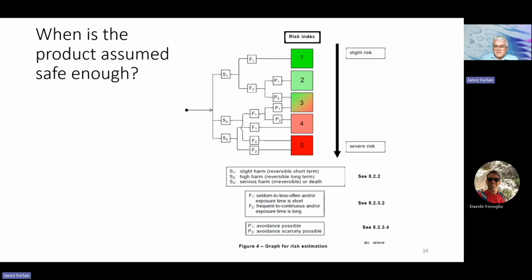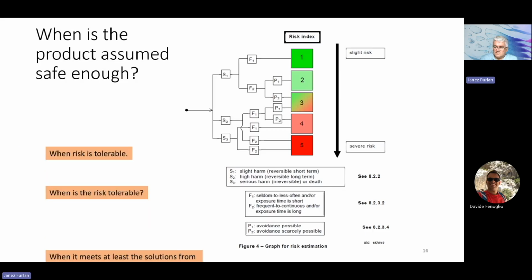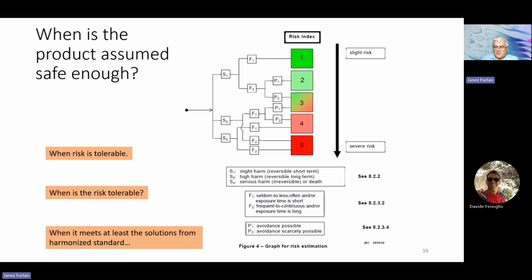So the question arises, when is the product assumed safe enough? In the graph for risk estimation, we will not find the answer, but we will find the answer in the very last sentence of this guideline. If the risk is mitigated with the solutions from the harmonized standards, then we can say that the product has reached a minimum level, the so-called threshold level required by the European legislation.